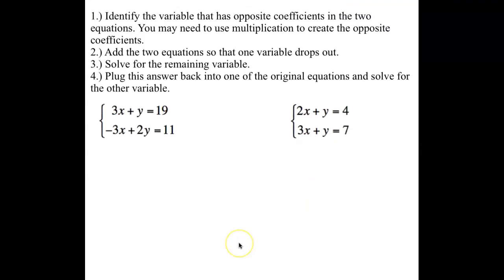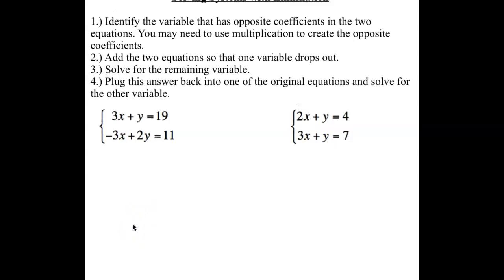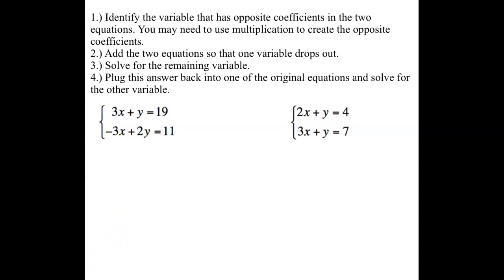So our first step says to identify the variable that has opposite coefficients in the two equations. You may need to use multiplication to create the opposite coefficients. So let's look at our first example here and identify which variable has coefficients, those front numbers, that are opposites.